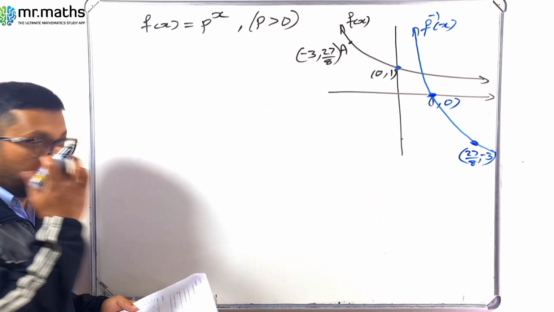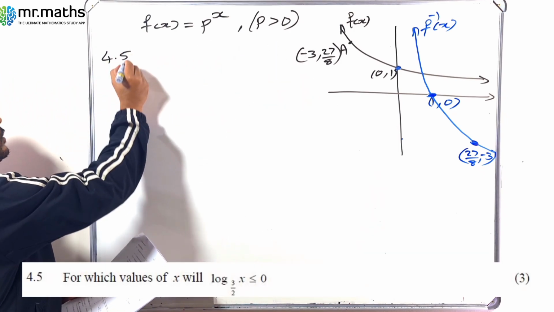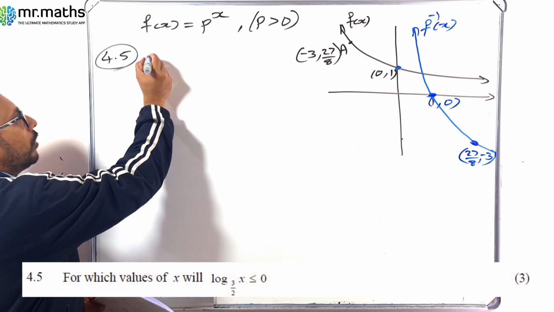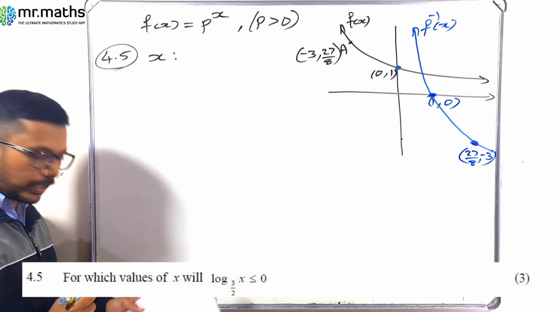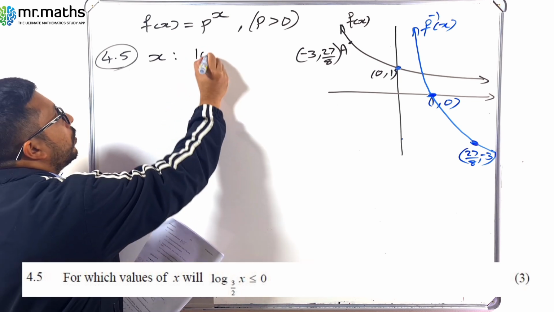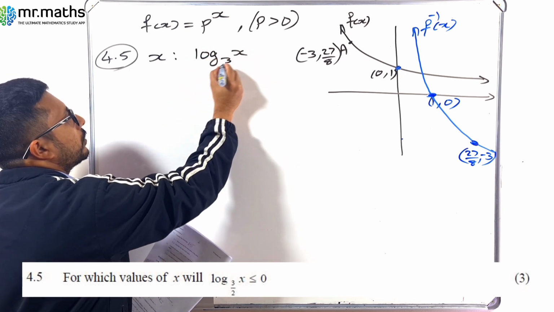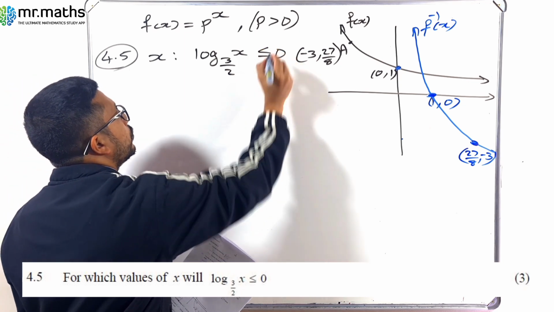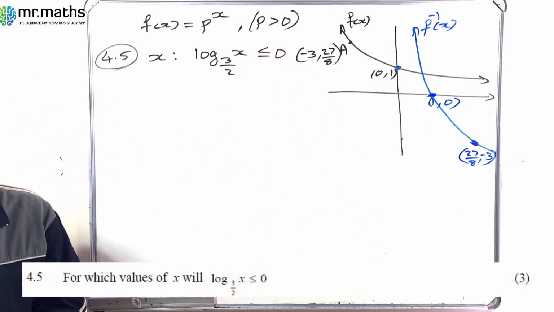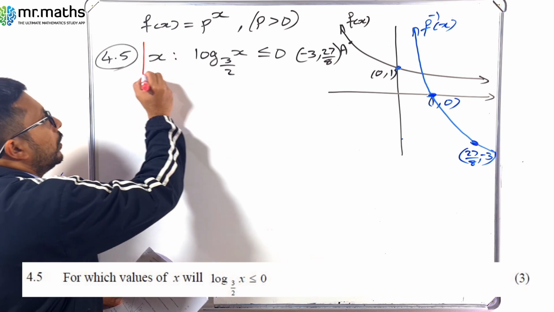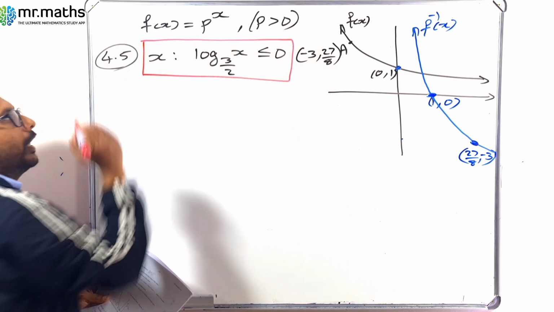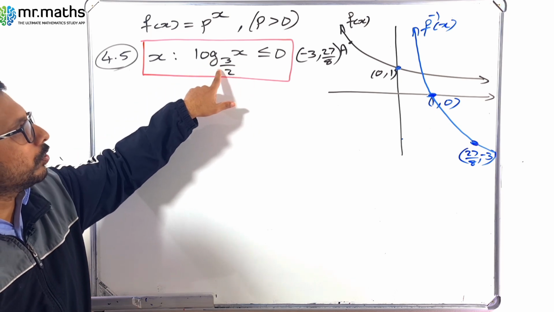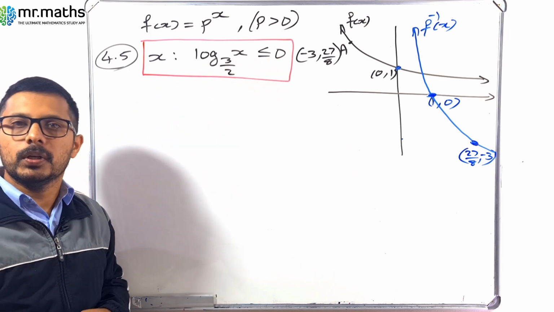Question number 4.5, for which values of x? That means you have to find the values of x. And what is the condition? Log x to the base 3 over 2 is less than or equal to 0.